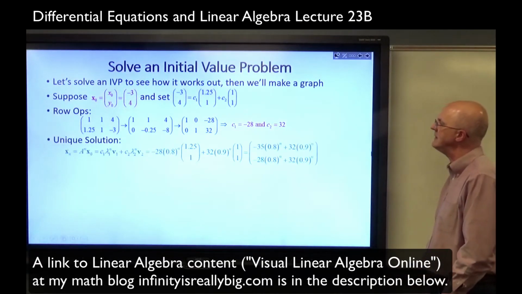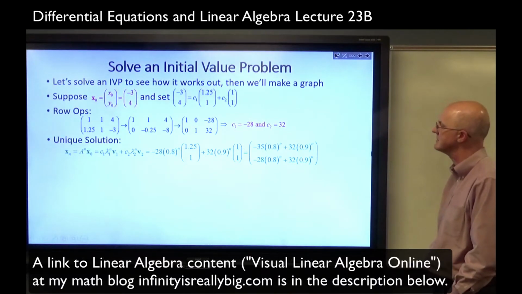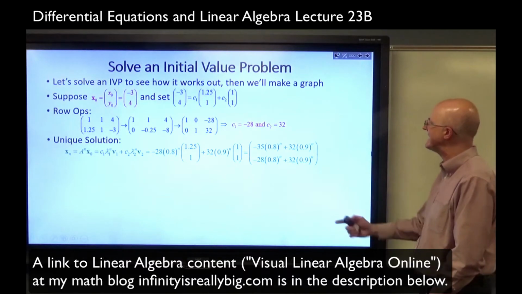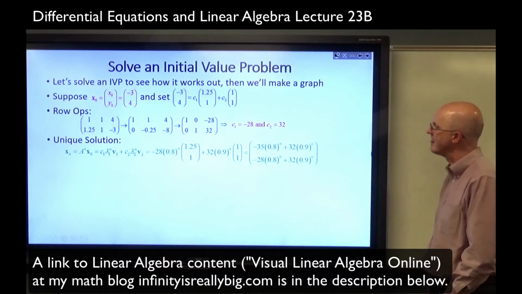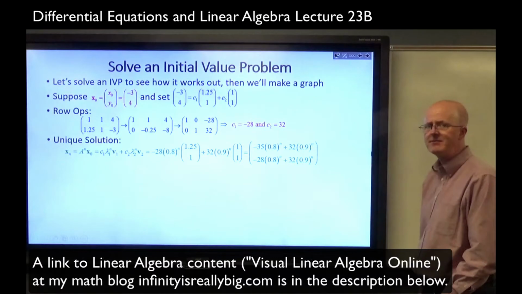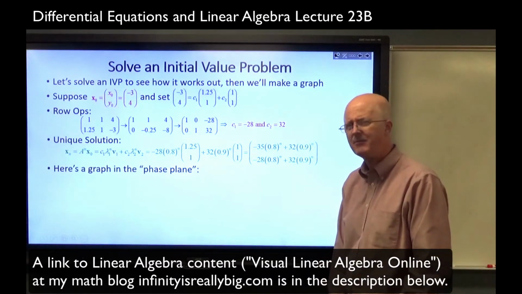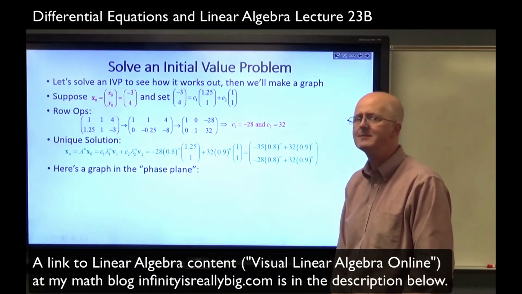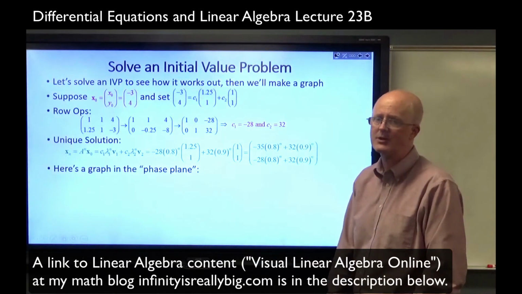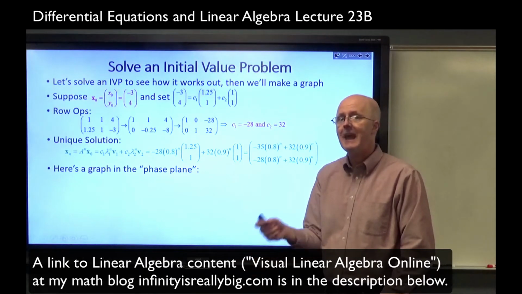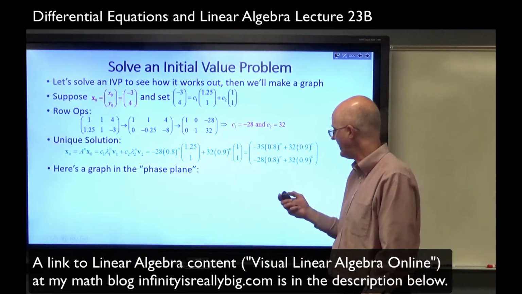So plug those in. The unique solution must be this. Plug the numbers in: C1 is -28, C2 is 32, lambda 1 is 0.8, lambda 2 is 0.9. You get this, and it simplifies to that. So we're going to graph this. And if we graph it, is it in a phase plane? Yeah, it's not the same kind of phase plane as with differential equations, where the solutions are parametric curves. Now the solutions are discrete points.